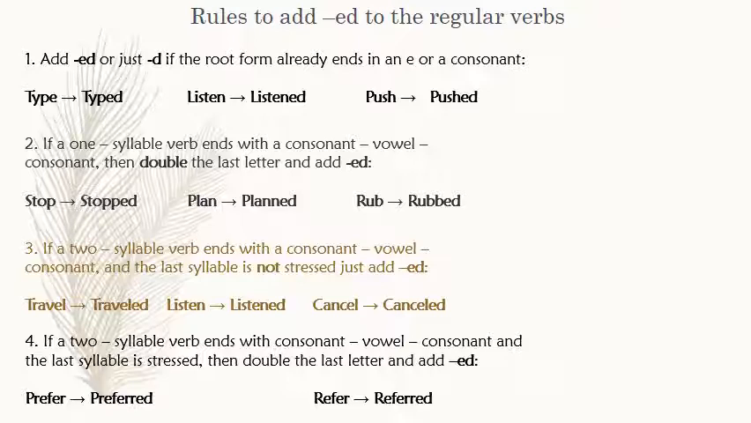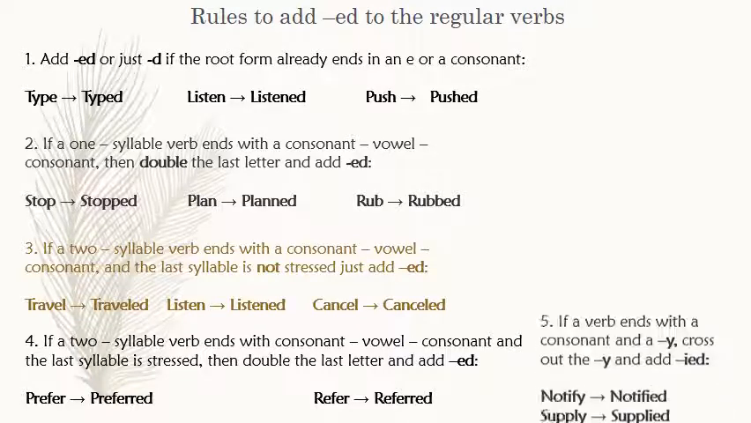So if the verb is made of two parts again, but at the end I have consonant, vowel, consonant, but here the last syllable is stressed. I'm stressing on it, so I have to double the consonant. Like prefer, preferred, refer, referred.